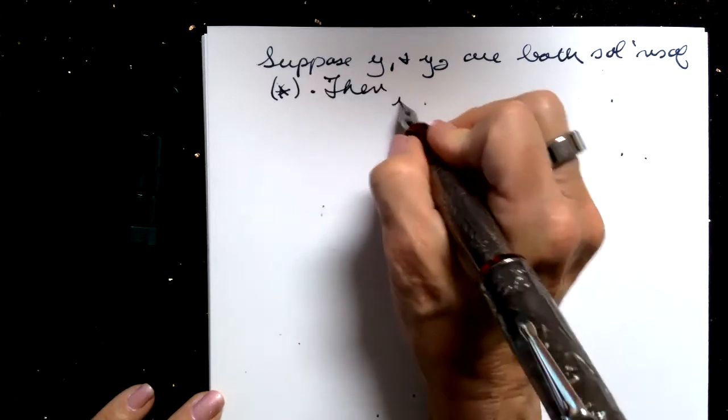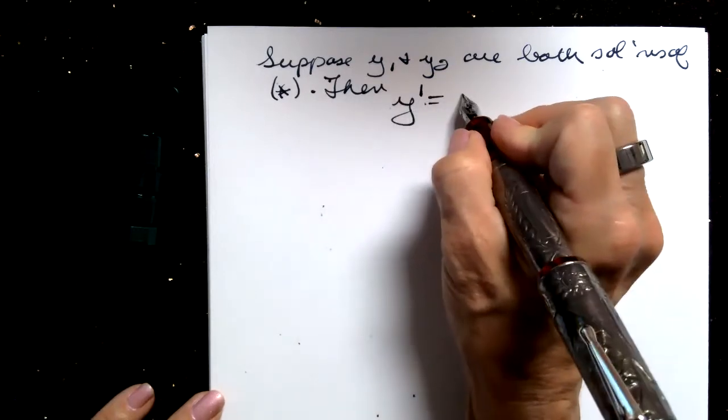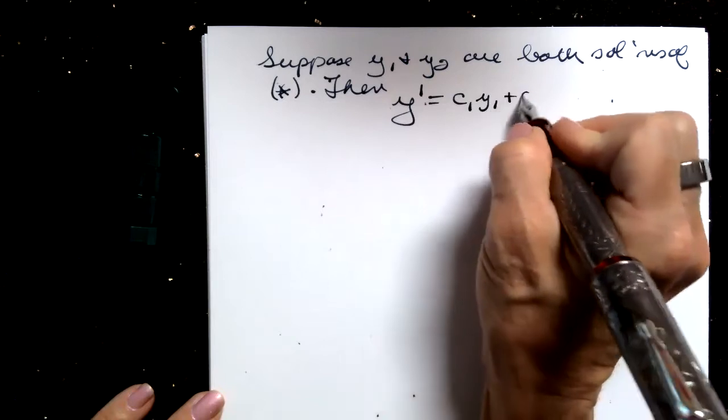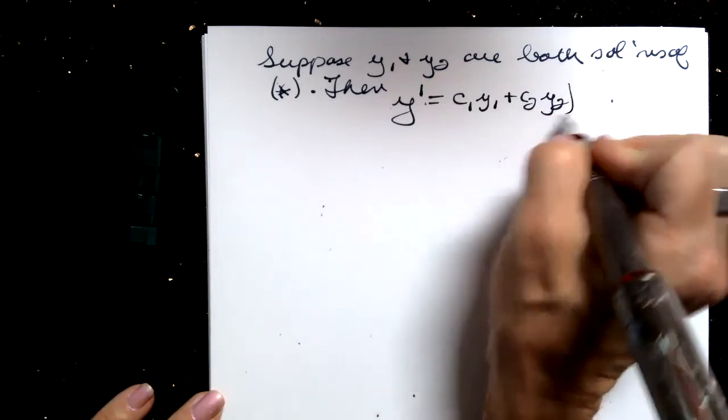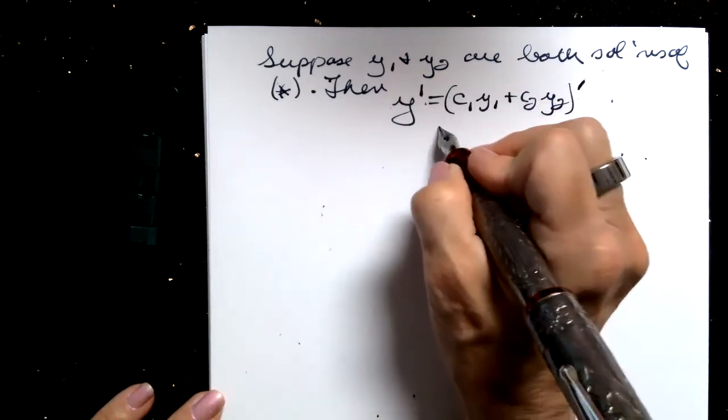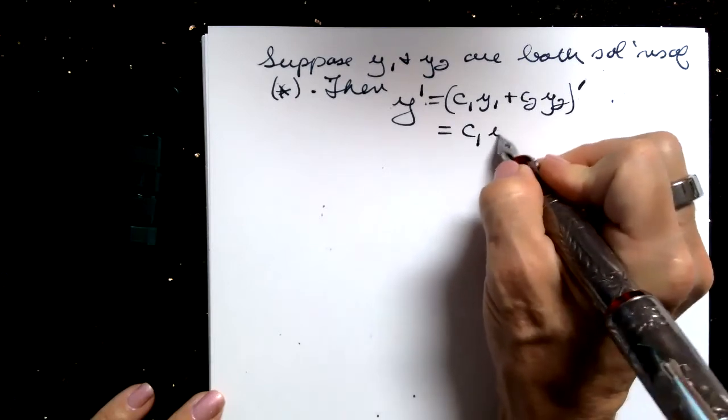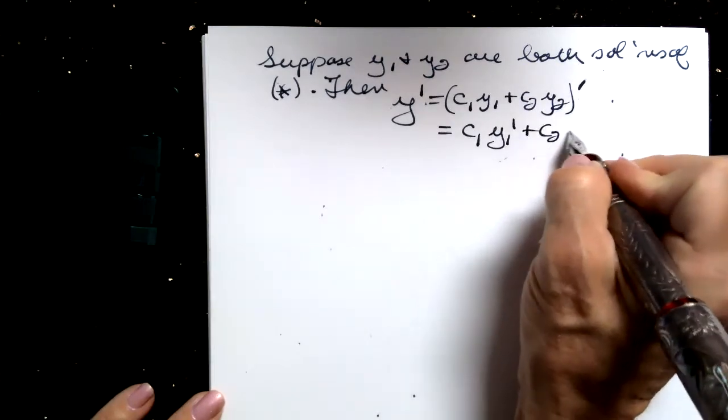And now we look at y double prime. So first we have to do y prime. Then y prime is equal to (c1 y1 plus c2 y2) prime, which is, by the rules of calculus 1, c1 y1 prime plus c2 y2 prime.